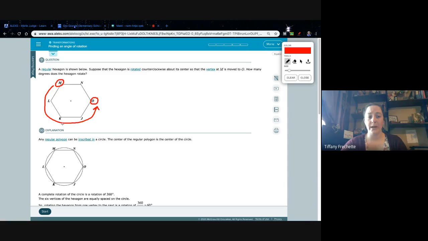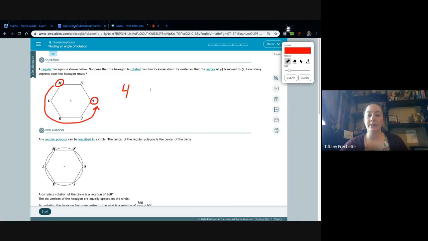And we want to move it from M to O. So it moves 1, 2, 3, 4 positions. So we know it moves 4 positions. But how do we know the angle? Because it says, how many degrees does the hexagon rotate? Well, how do we know that?